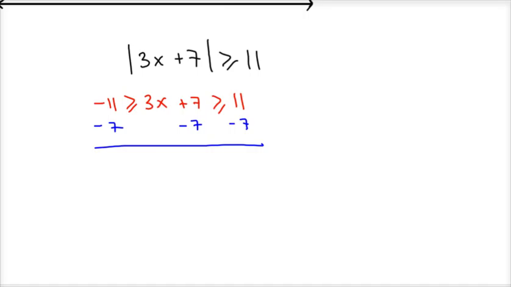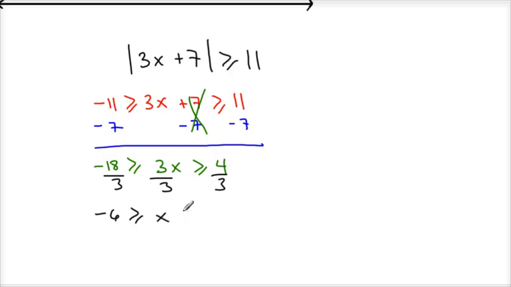Okay, here we got negative 18 is less than or equal to 3x, or greater than or equal to 11 minus 7, we get 4. Okay, what's next? Divide by 3. So we have negative 6 is greater than or equal to x, or x is greater than or equal to 4/3.